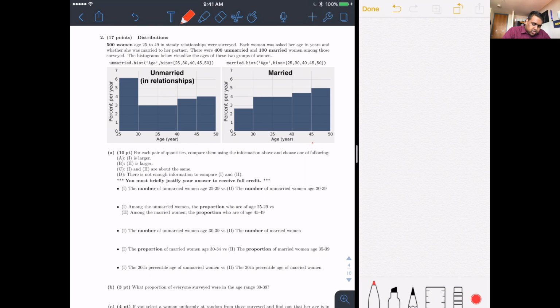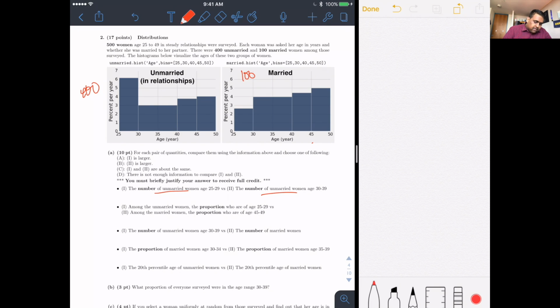Okay, so the first question asks us what's larger, the number of unmarried women between 25 and 29, or the number of unmarried women between 30 and 39. So one important realization to make is that since we're looking at the unmarried bar graph, or sorry, unmarried histogram, in both cases, the number is equivalent to the proportion, right? Because we're going to be taking percentages of the same number, right? Since there's 400 unmarried and 100 married, right? So we can just look at the proportion, i.e. we can just look at the areas of the histograms, right?